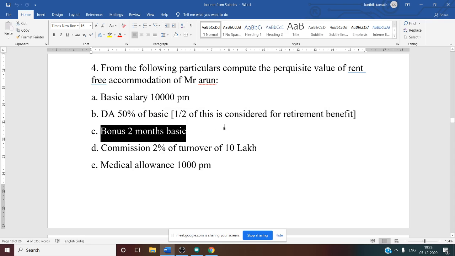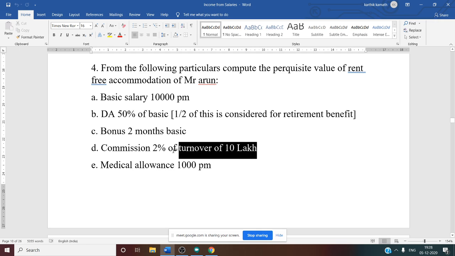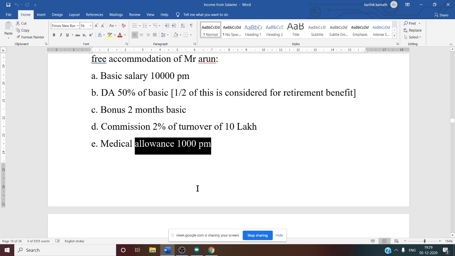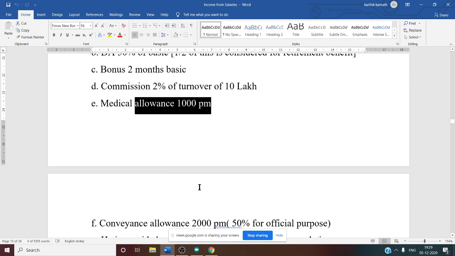Can you tell me the bonus amount now? Bonus is 2 months basic. 20,000, sir. Yes, correct. Bonus is 20,000, 10,000 into 2. Commission is 2% on the turnover of 10 lakh. That is nothing but 10 lakh into 2%, if you do, you will get the commission. Medical allowance is 1,000 per month. We want it for 1 year, that is 1,000 into 12.